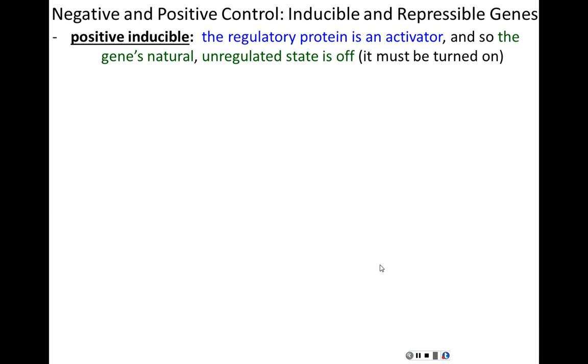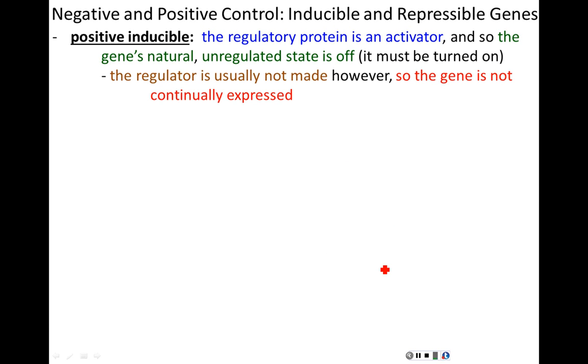The other two examples, positive inducible. Now the natural tendency of the gene is to be off. And inducible means that the cell has to actually go and turn that operon on when it's needed. So here the regulatory protein is an activator. The gene's natural unregulated state is to be off. It has to be turned on.